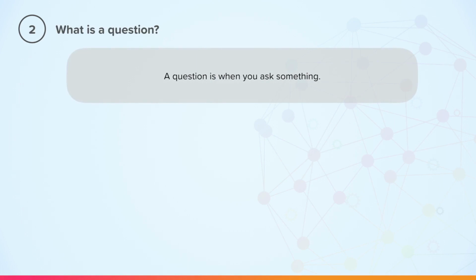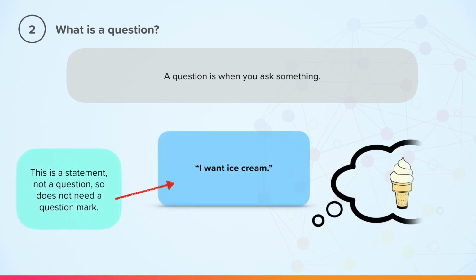First, we need to establish what a question is. A question is a sentence that is worded to elicit or get information. So to put it simply, a question is when you ask something. We can take the sentence, I want ice cream. This is not a question. It is a statement expressing desire, but the speaker is not trying to get anything from their statement. Therefore, it does not need a question mark.